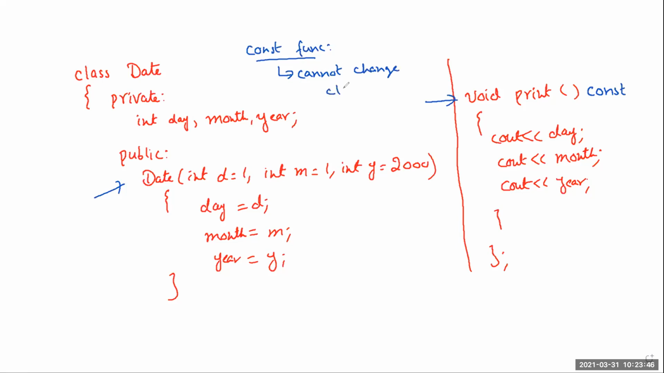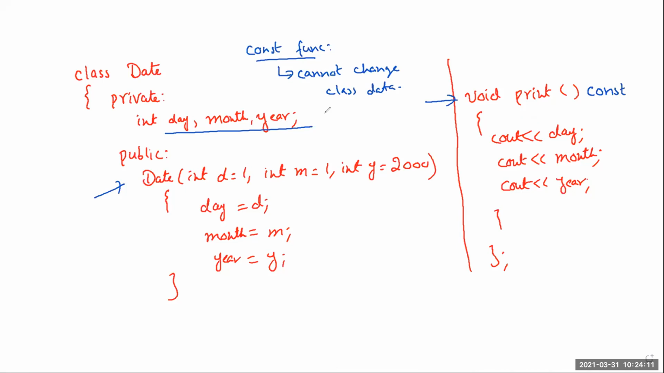change class data. When we say class data, it means these three variables, day, month, and year. Of course, if in this function you take some other variable like X and you change it, it's okay. There's no problem with that, right? When we say you cannot change the data members, we are talking about the data members of the class, which are day, month, and year. Okay. Now, this is how it works.